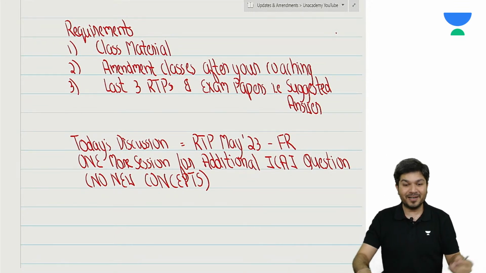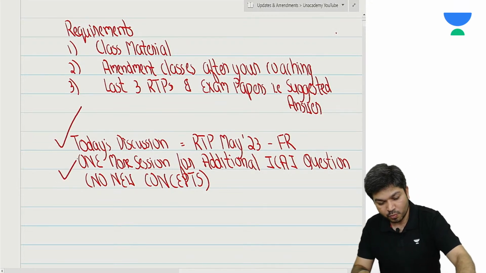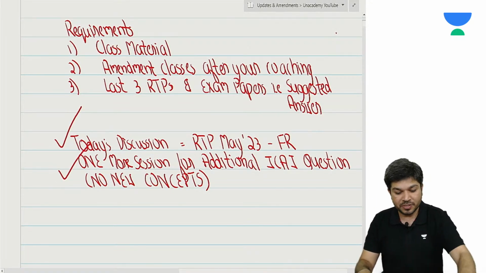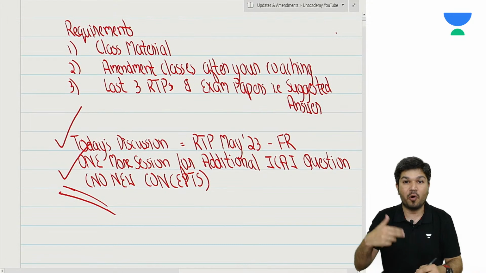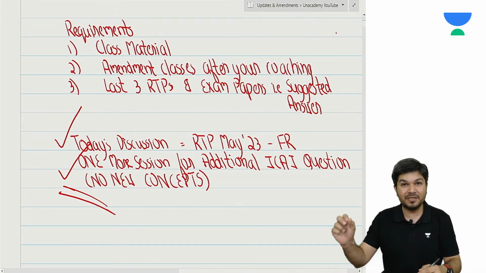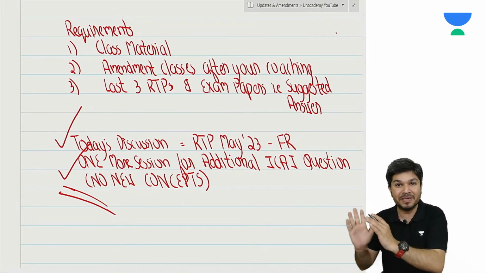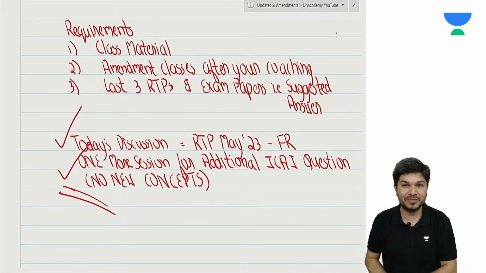Now, let us start the FR. We have one RTP session, and one more session for additional ICAI questions. These are the 2 things there will be. And for auditing also, we'll have an RTP session, but that again will be planned and will be messaged to you on your Telegram channel.